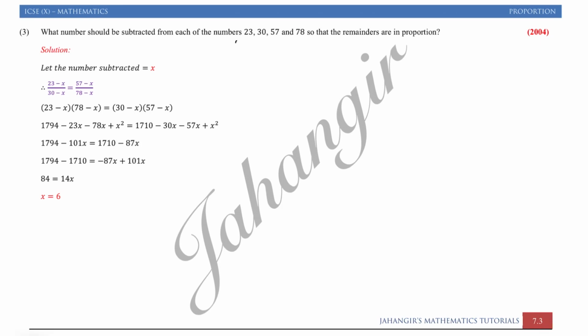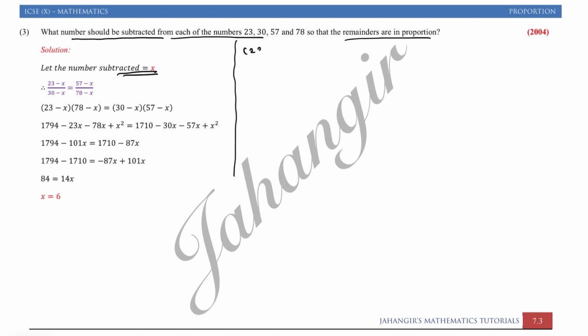This question is quite easy. We had practiced this type of question in exercise A 7a. What number must be subtracted from each of 23, 30, 57 and 78 so that the remainders are in proportion? So let the number subtracted be x.